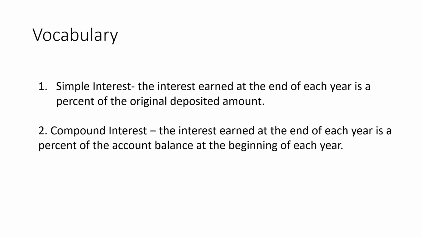We're going to compare simple and compound interest, so comparing linear and exponential functions. Simple interest is interest earned at the end of each year as a percent of the original amount deposited. So the interest you earn in simple interest is the same throughout, for every year. For example, you deposited $1,000 and you're getting interest of $50. First year, second year, you'll get $50 again. The interest rate does not change.